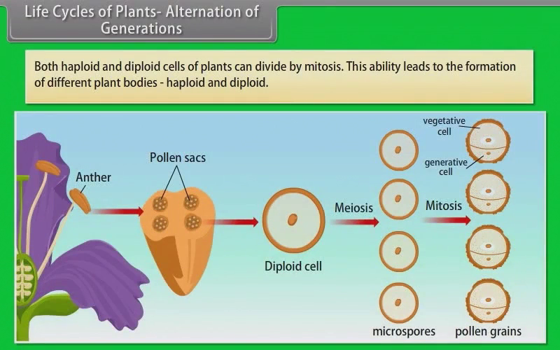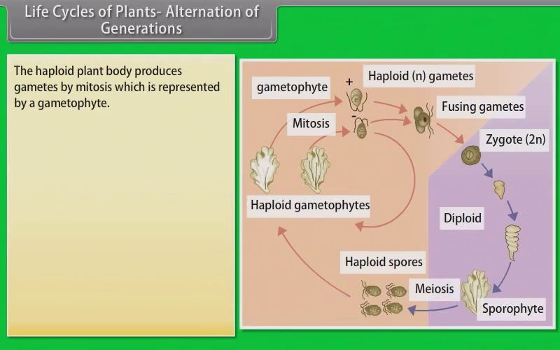Life cycles of plants. Alternation of generations. Both haploid and diploid cells of plants can divide by mitosis. This ability leads to the formation of different plant bodies, haploid and diploid. The haploid plant body produces gametes by mitosis, which is represented by gametophyte.